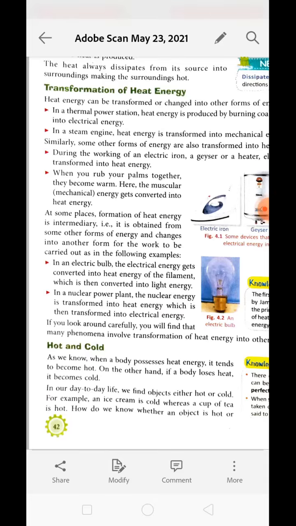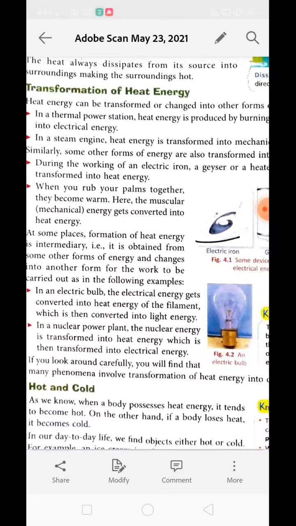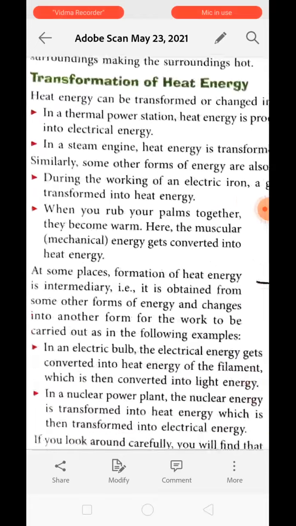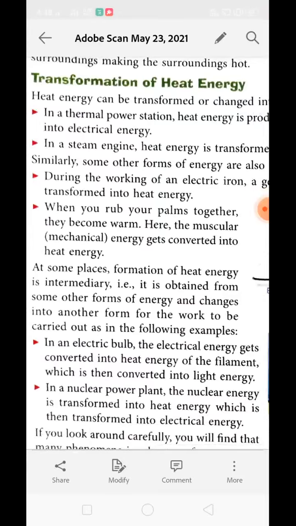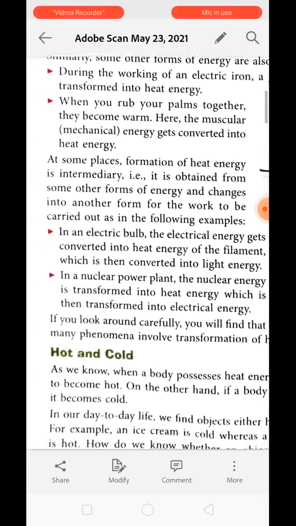Okay, in the first example, in a thermal power station, heat energy is produced by burning fuel, which gets transferred into electrical energy. And the second example is in a steam engine, heat energy is transformed into mechanical energy. This is the transformation of heat energy to other forms. Now similarly over here two points are given which show the transformation of other energy into heat energy. Two examples are given over here.